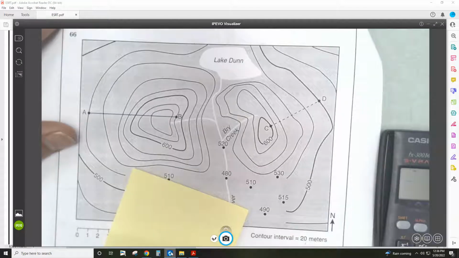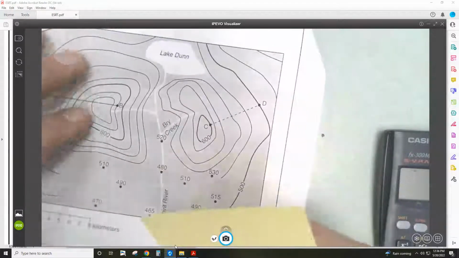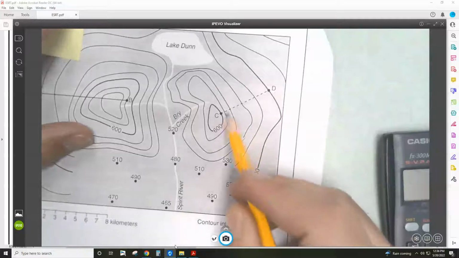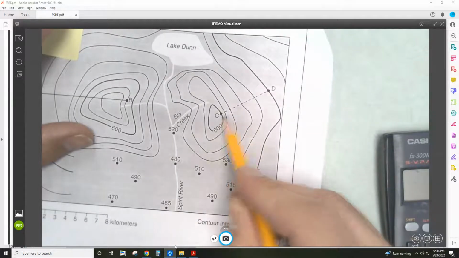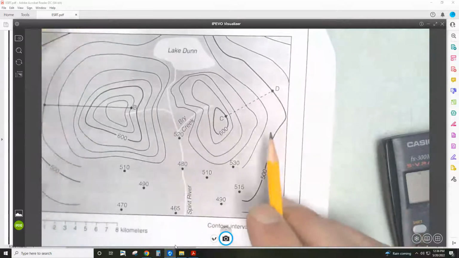So let's take a look at our map here. And we have point C and point D on here. And one thing we can figure out from this map is that the elevation of C is 600 and the elevation of D, it's on the line, is 500. So those are my two values.